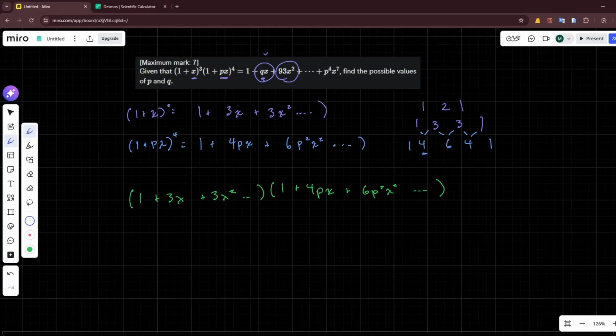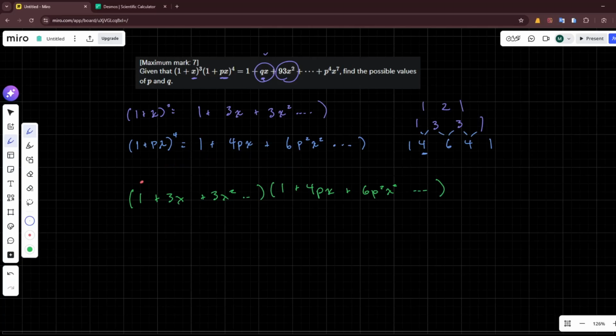So where does our qx come from? Well, every single number in each of these expansions, when we multiply them out, is going to multiply by every other number in the expansions. But I don't care about every combination. I just care about the ones that are going to give me an x term.